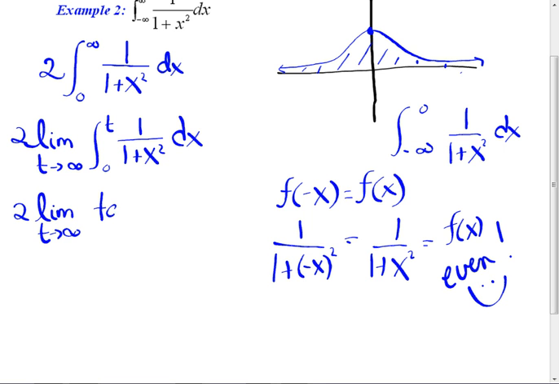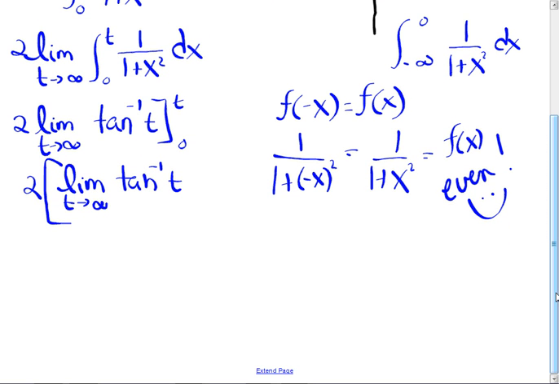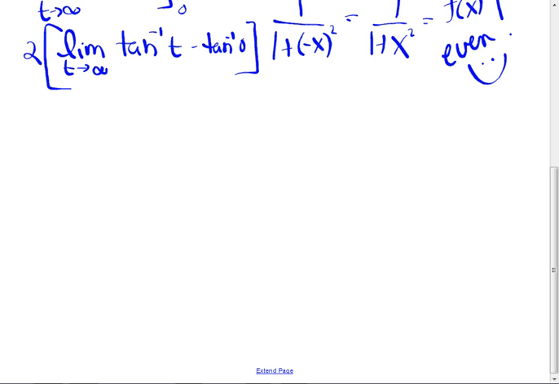It's the inverse tangent. And we will evaluate at 0 and t. So it's 2 times the limit as t goes to infinity of the inverse tangent of t. We had some homework problems a long time ago on that. And then it's minus the inverse tangent of 0. That's 0.